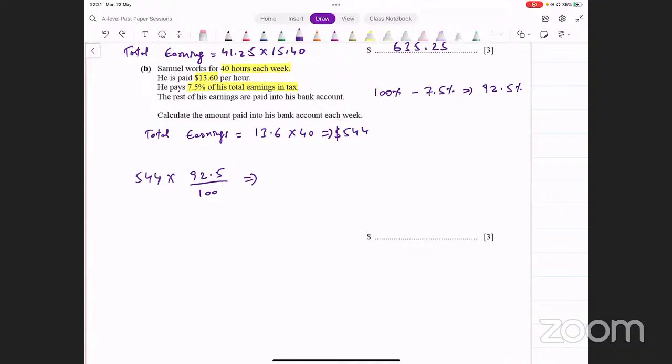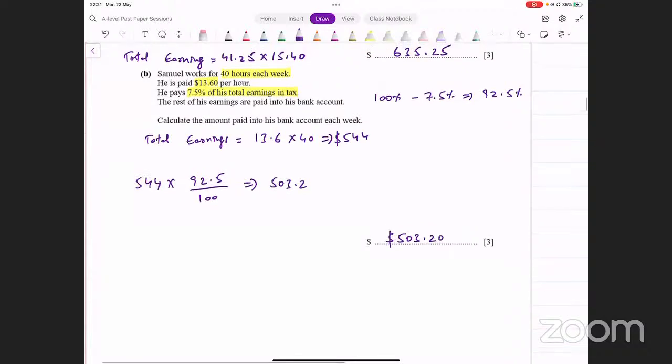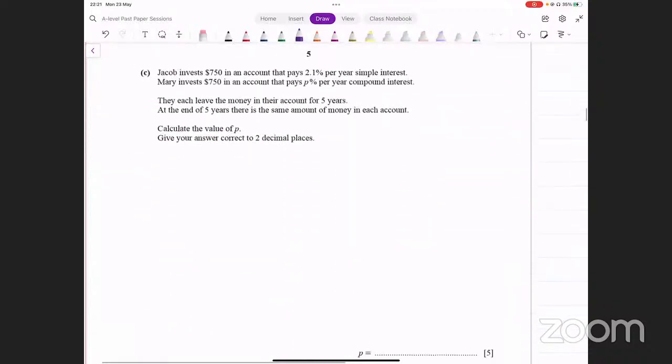Multiply by 92.5 divided by 100, and that is giving me $503.2. So 503.2. Again, it's dollars. तो dollars को हम अक्सर अगर decimals में आ रहा हो, हम उसको 2 decimal places तक लिखते हैं. That's what we get, $503.20. That's your final result here. Okay, let's move on. Part C.